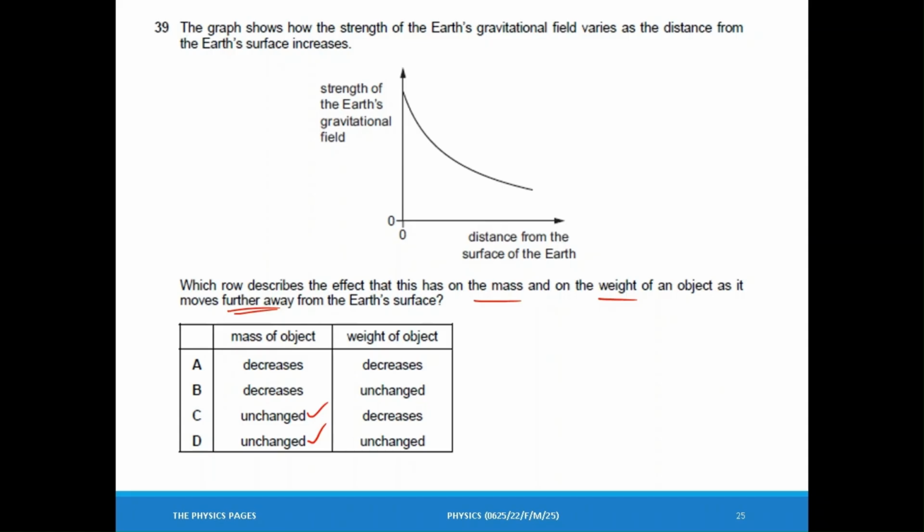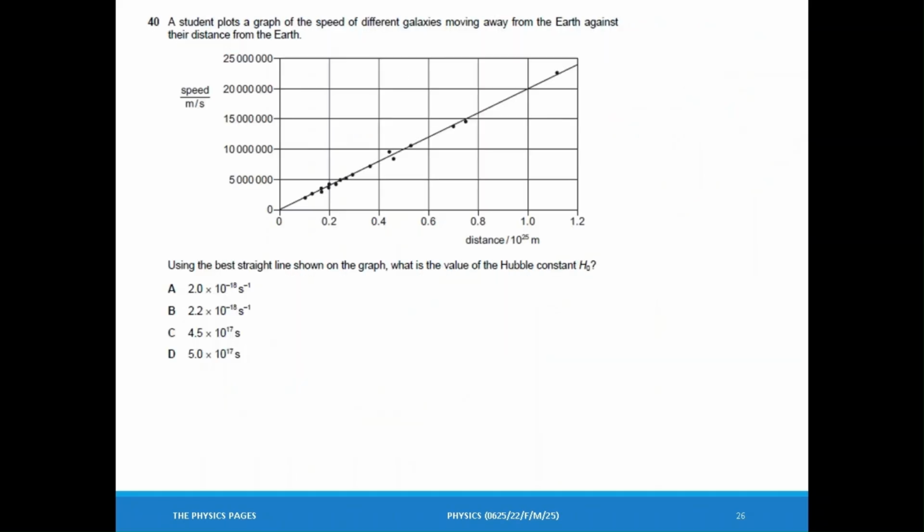Now coming to the weight, we know that the weight of an object depends upon mass and gravity. Mass is not changing, as we said, so weight directly depends upon the gravitational strength. As gravitational strength reduces, the weight will also reduce. If gravitational strength increases, it will increase. But as distance is increased, gravitational strength decreases. So the mass is unchanged, and gravitational strength reduces the weight.